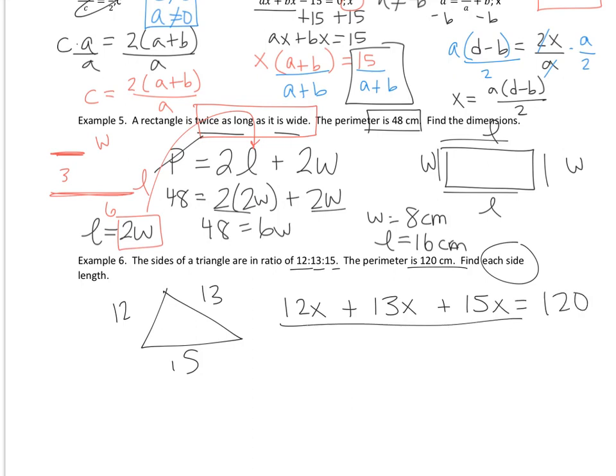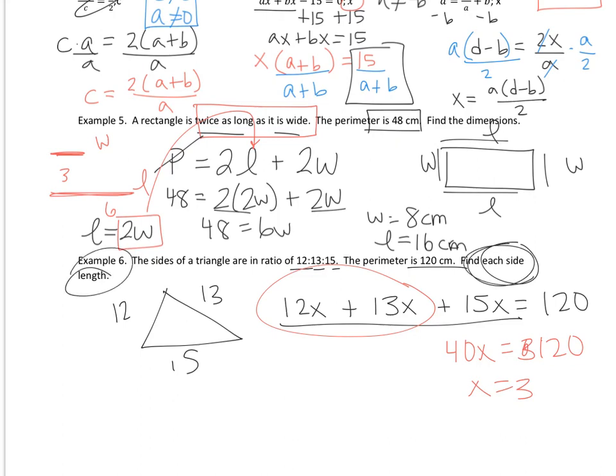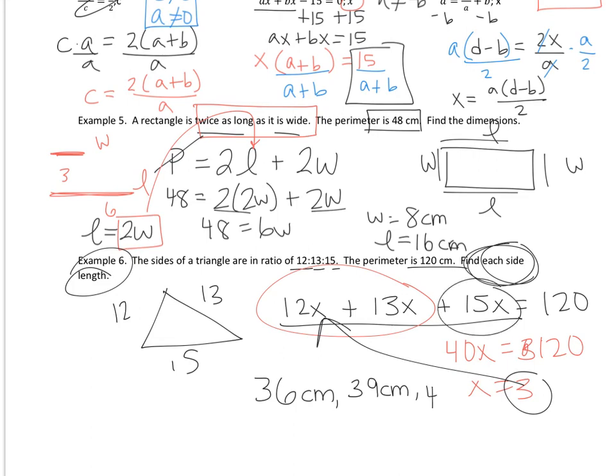So then you would combine these. So I'm going to combine these two. So this is 25 plus 15x is 40x's, has to be 120. Oops, I jumped ahead. X has to be 3. So what is the side length? Side length, you need to plug in if x is 3. The side length has to be 36 centimeters, 39 centimeters, and plug in 45 centimeters.